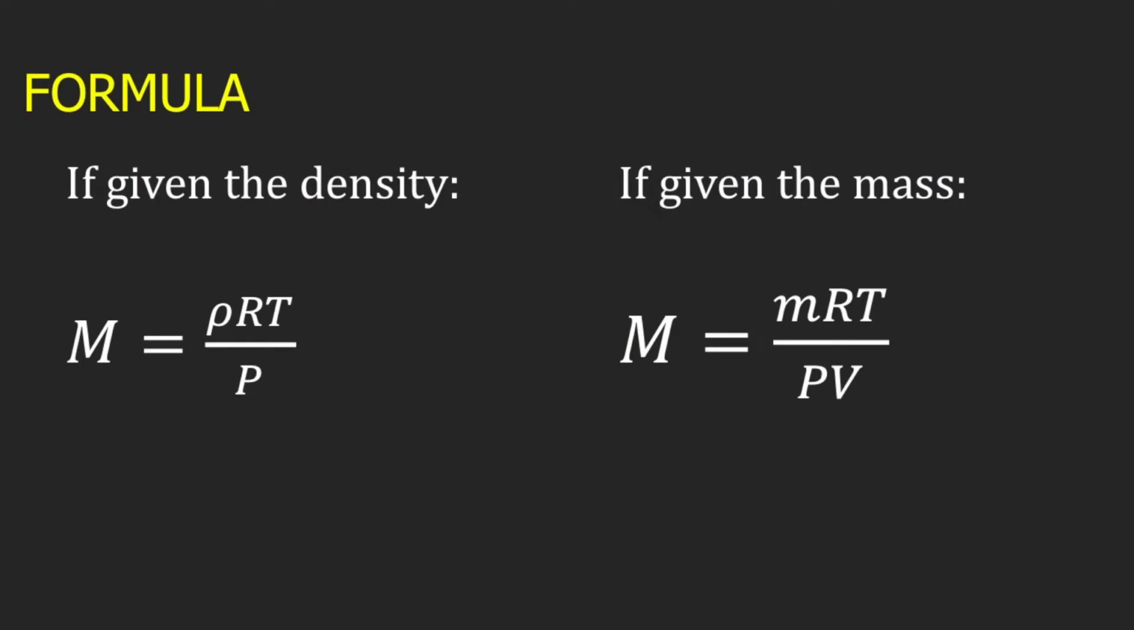Usually, in general chemistry, you will encounter two cases where you are asked to solve for the molar mass. For the first case, the problem will give you the density of the ideal gas. If that's the case, then you will use this formula. Capital M, which is molar mass, is equal to ρ, the Greek letter for density, times R, which is the gas constant, times temperature divided by pressure.